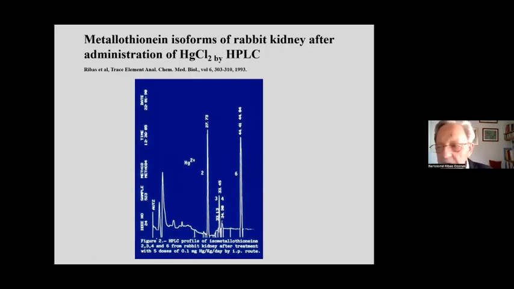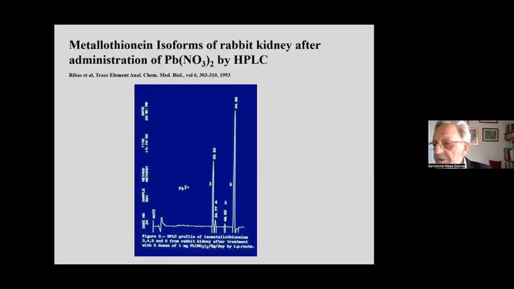And in the next figure is the administration of lead nitrate, also determined by high-performance liquid chromatography. Lead has not a great affinity to isometallothionein, and the separation is not so clear. But we see several peaks.